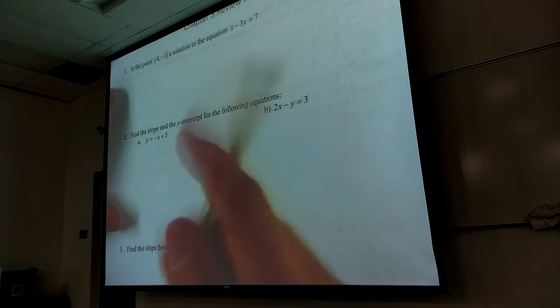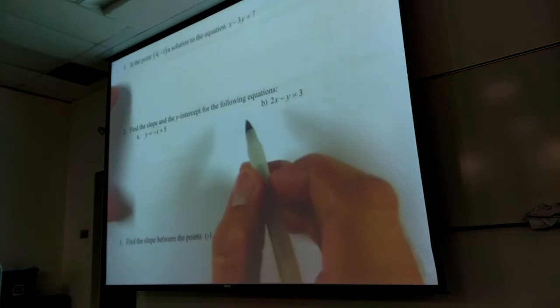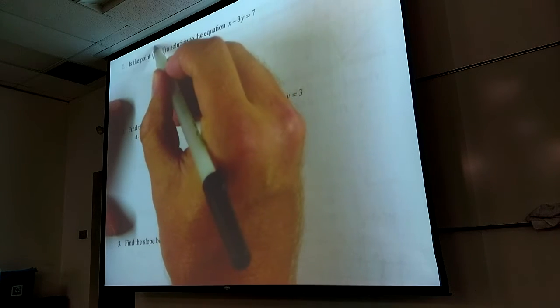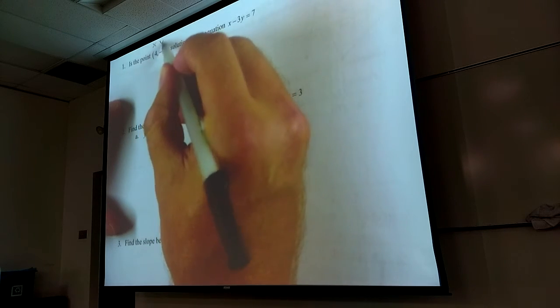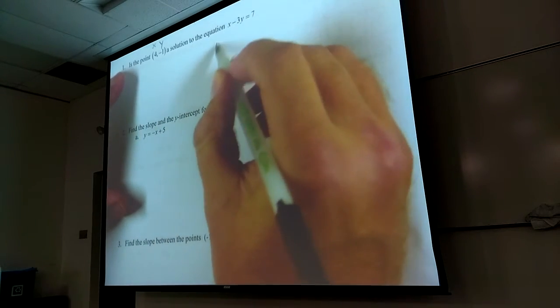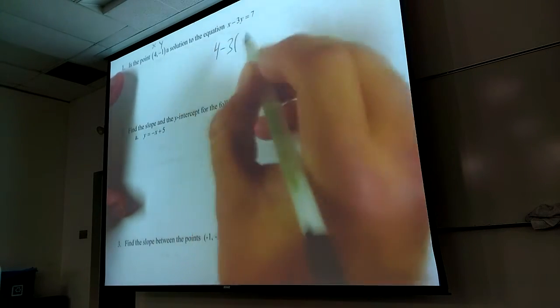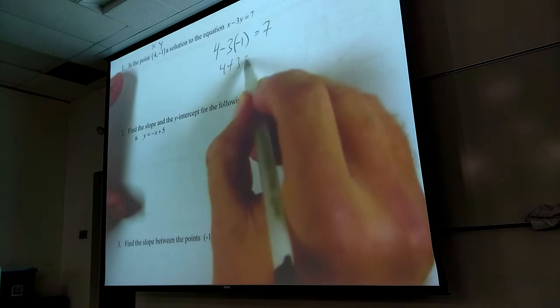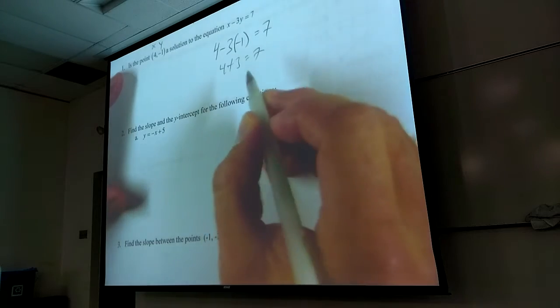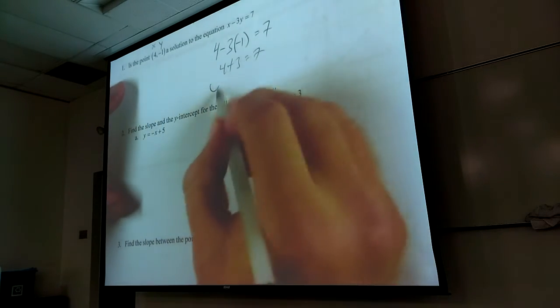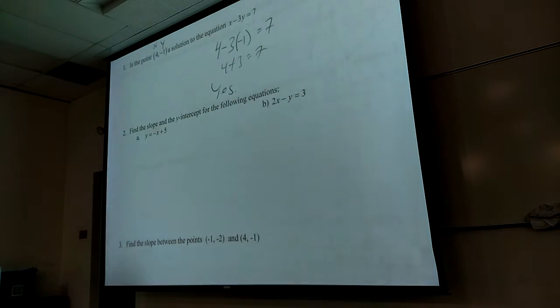How do I do this first problem? What order? Alphabetical order. Interesting. So then x is 4, 4 minus 3. Y is negative 1, 4 plus 3 is 7. So then, is that point a solution to the equation? Yes.